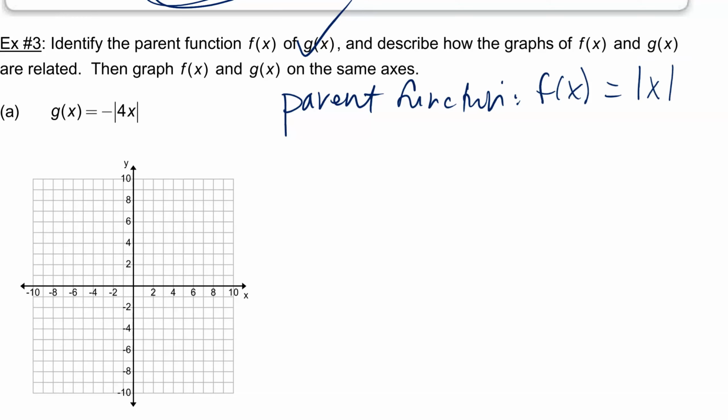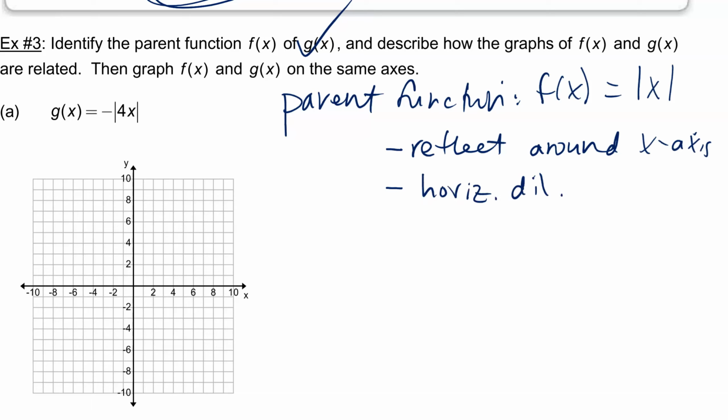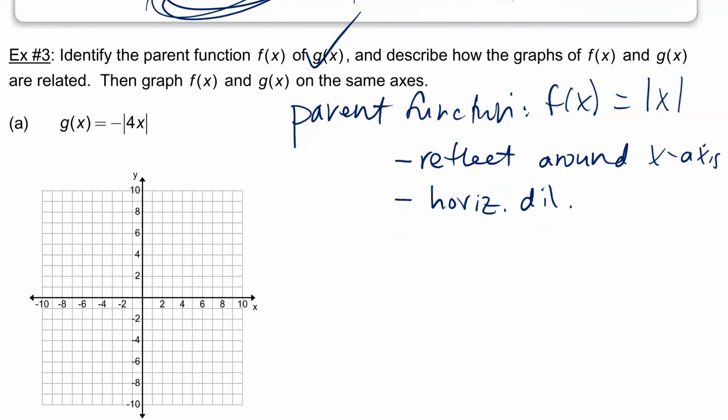Okay, so we just have to look at how they're related. How would I get to g of x if I started with absolute value of x? What do I have to do? You have to reflect across the x-axis, and compress it horizontally. Exactly, and we're going to have a horizontal dilation. Why would it be vertical? Oh, no. Because it's inside the absolute value.